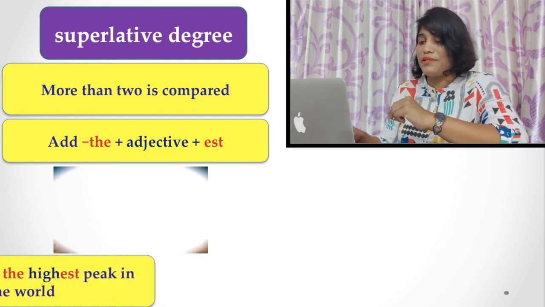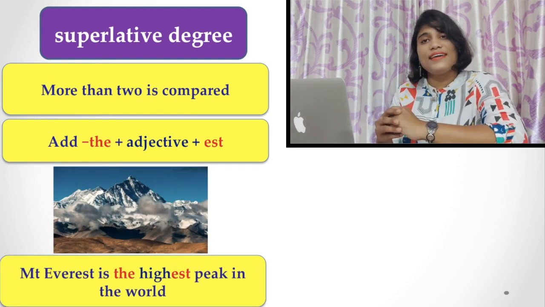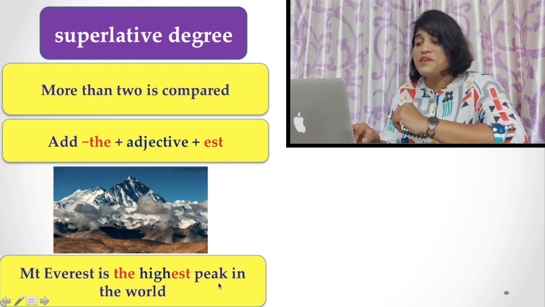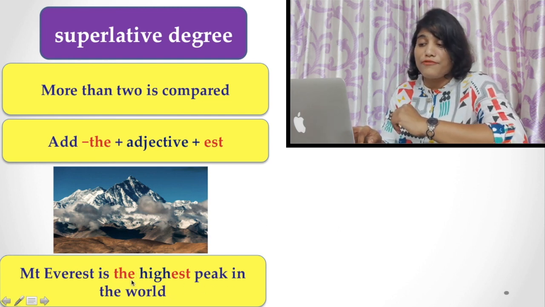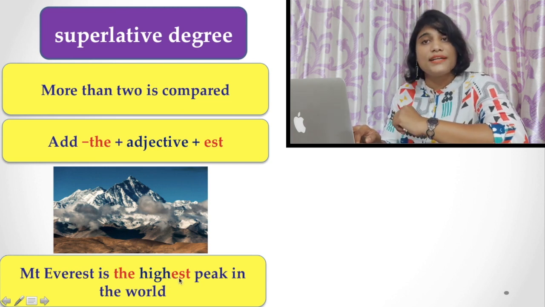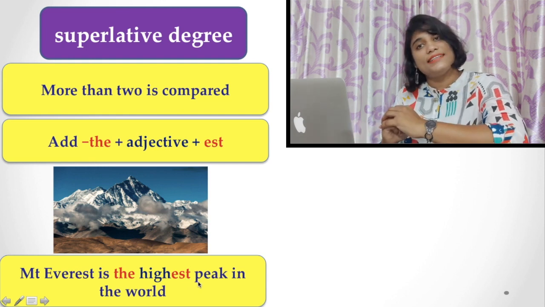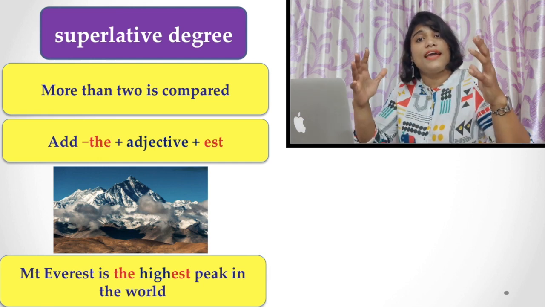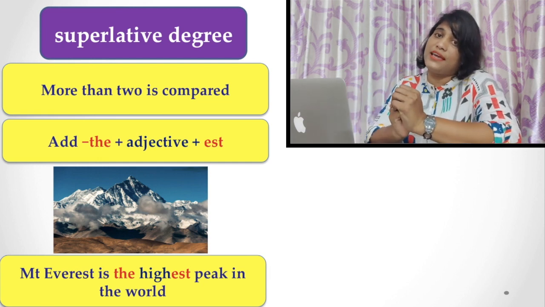Let's see the examples. Mount Everest is the highest peak in the world. Here you find "the", and "high" is the adjective, and to make it superlative you have to use "est" with that adjective, in order to compare it with any other mountain peak in the world.